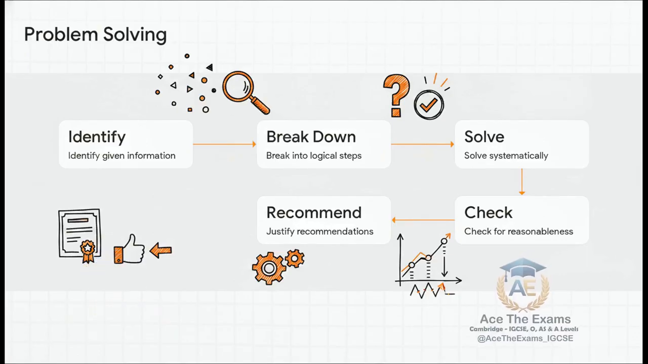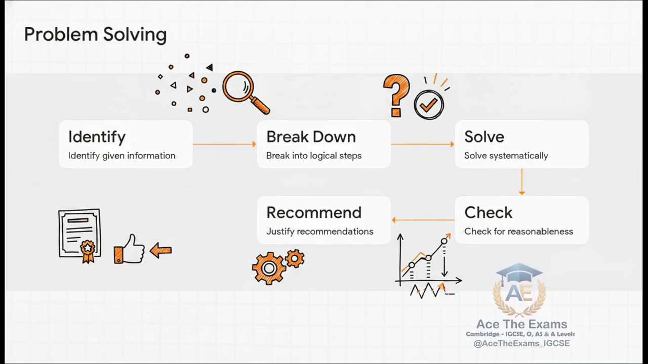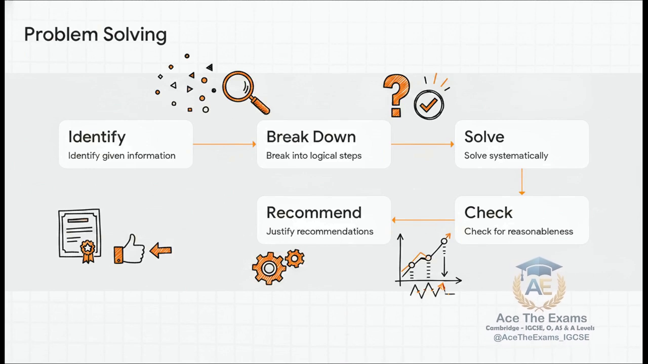And finally, Step 5, make justified recommendations. For example, if you are asked to verify a root by a sign change, you need to evaluate the function slightly above and slightly below your final answer to definitively prove the root lies within those bounds.